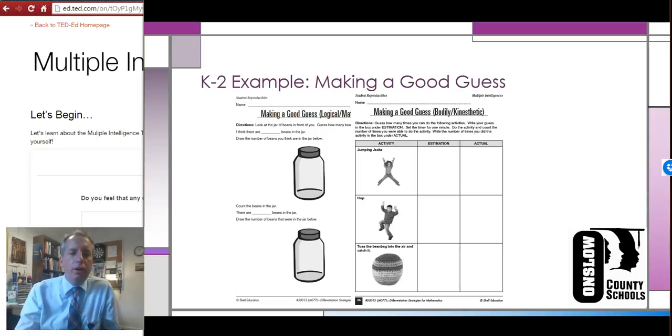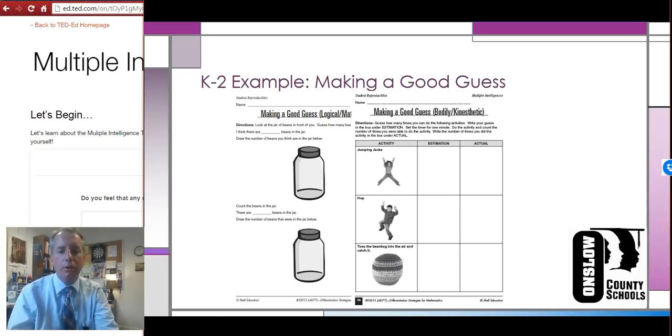When we're looking at one that's bodily kinesthetic, you look at the directions here, right, and see that we're going to see how many times can I do these activities. We're going to put our estimate down. We're going to set the timer for a minute and then do the activity. So how many times can I do a jumping jack in a minute? How many times can I hop in a minute? How many times can I toss the beanbag into the air and catch it in a minute? And then do the actual.